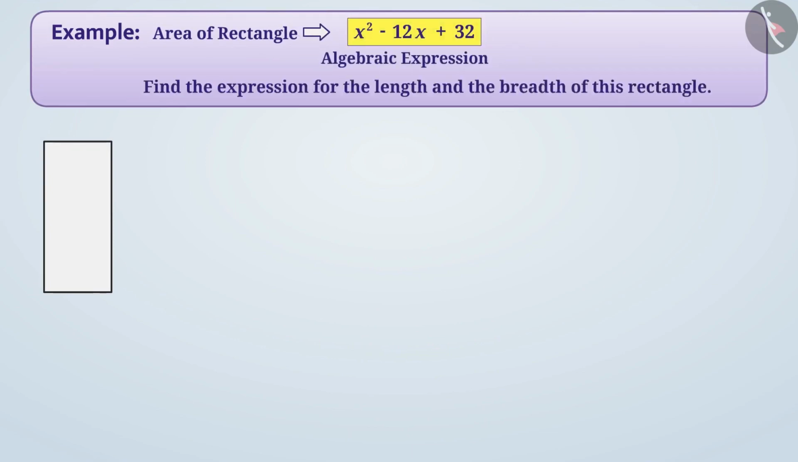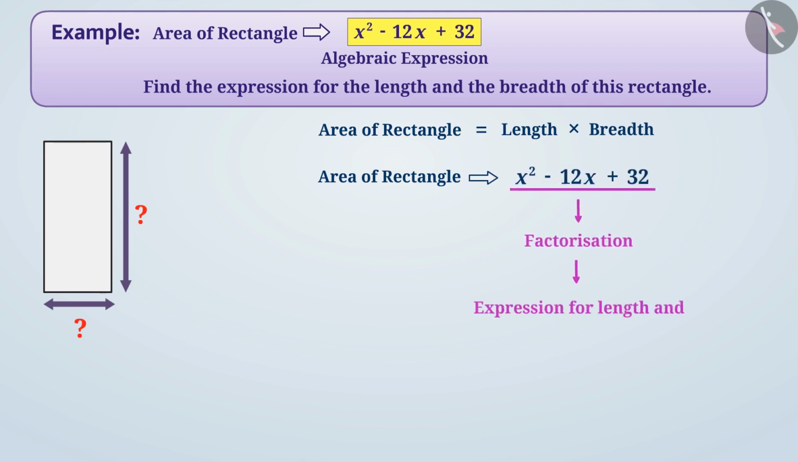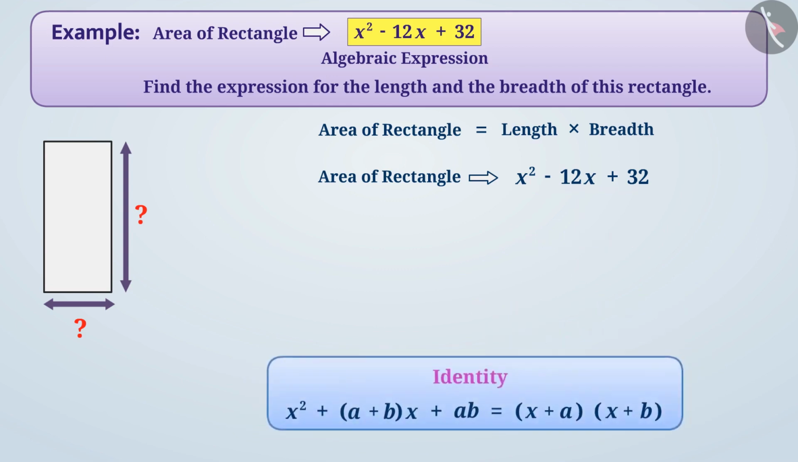We know that the area of a rectangle is length multiplied by breadth. Here, the area of rectangle is given in the form of algebraic expression x square minus 12x plus 32. If we factorize it, we will get an expression for length and breadth of rectangle. So, let's get started. Here, we will use this identity.